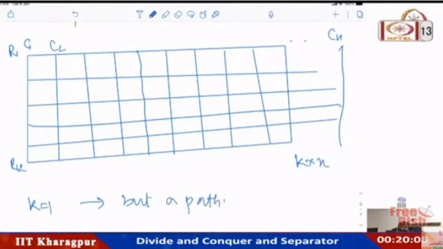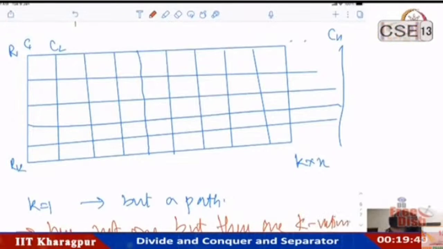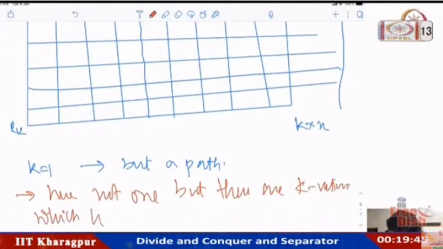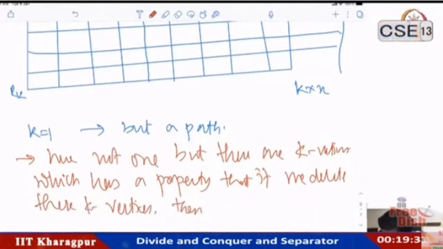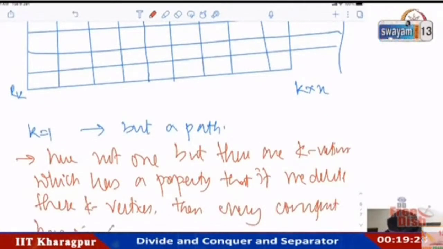Okay. And now notice that here we may not have a one-vertex separator. Here there are not one, but k vertices which have a property that if we delete these k vertices, then every component has size at most half of the original. Great. This is very nice.